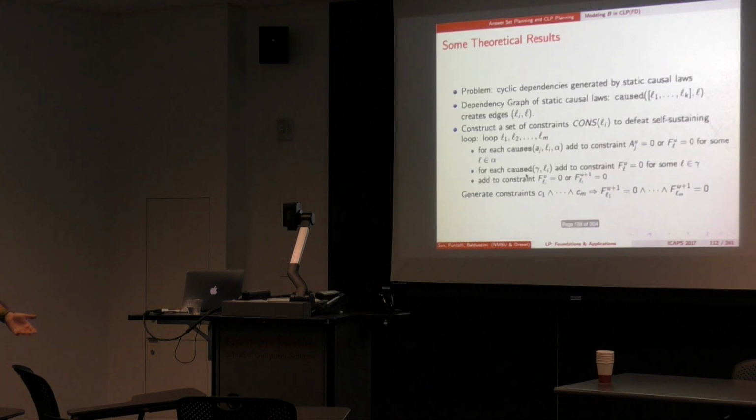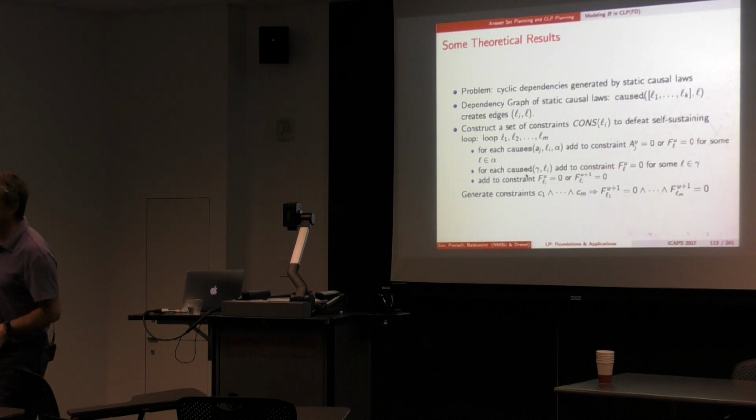Is it possible to fix that problem? Yes, it is. It's not trivial. I'm going to just give an intuition. We have a paper that describes all the details. The idea is to essentially really capture all the loops and make sure to kill the loops. How? By introducing additional constraints.